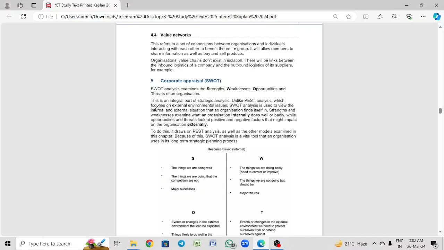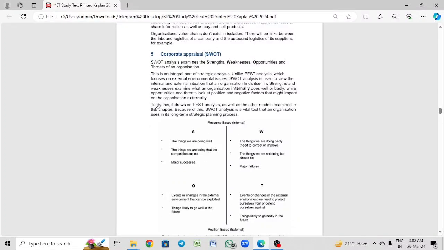Again, next is the weakness. What are the weaknesses of the company? What products or what policies resulted in a failure for the company, okay, what things are there which the company is not good at, okay.